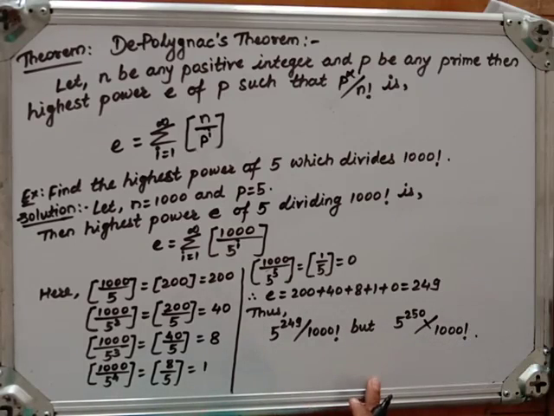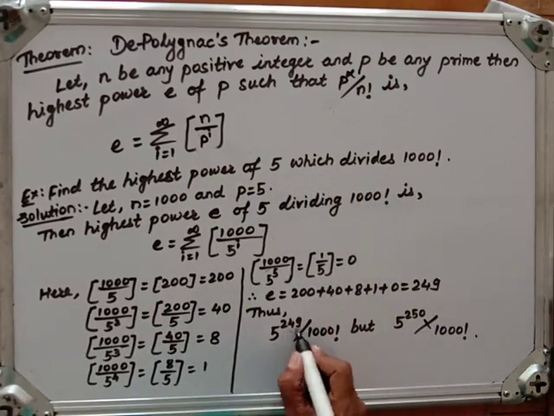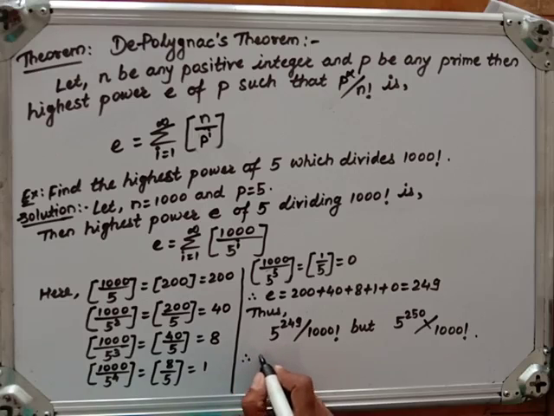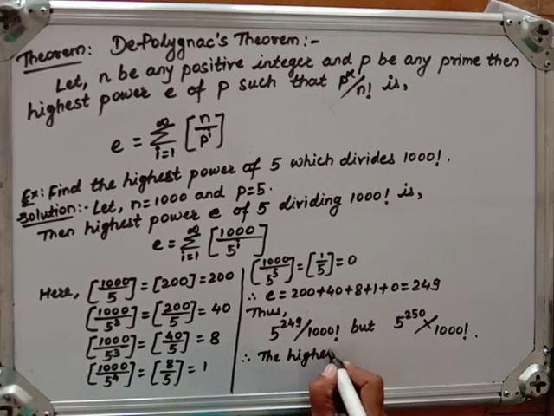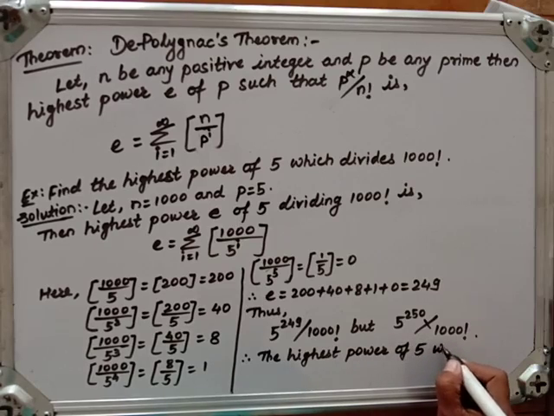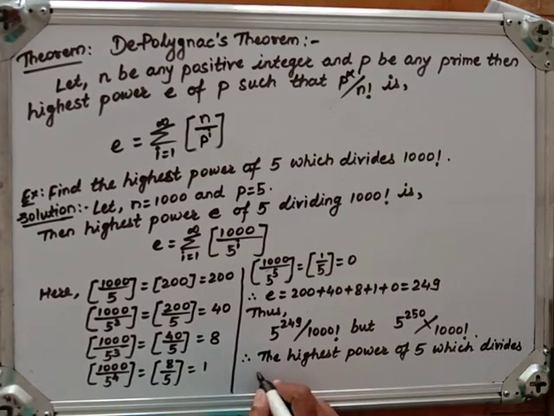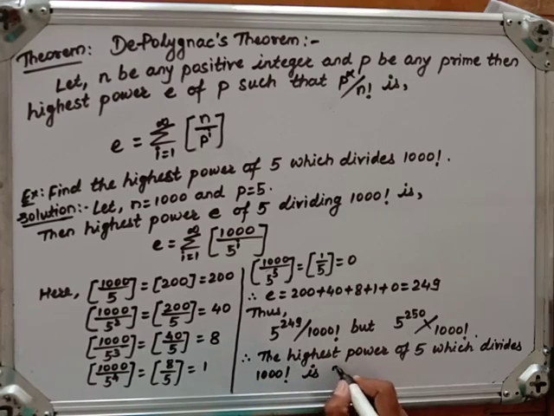So the highest power of 5 which divides 1000 factorial is 249. Therefore, the highest power of 5 which divides 1000 factorial is 249.